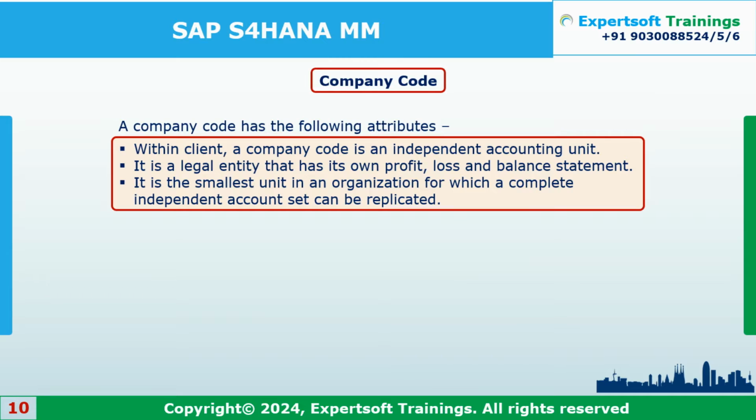Company code is a legal entity that has its own profit and loss and balance sheet statements. It is the smallest unit in the organization for which a complete independent account set can be replicated.